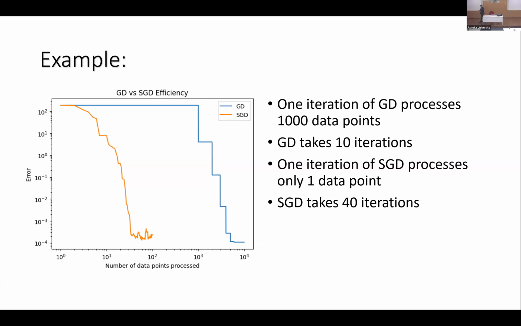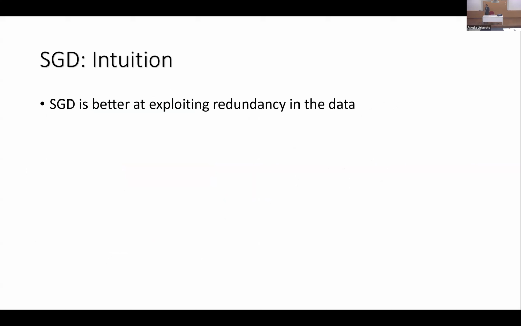Right? So SGD is better able to utilize or exploit the redundancy that was there in the data set. The original data set had redundancy, and SGD, by processing one point at a time and then using that information, is better able to exploit that redundancy. Right? That is the point of this. So the intuition behind SGD is that it is better at exploiting redundancy in the data.